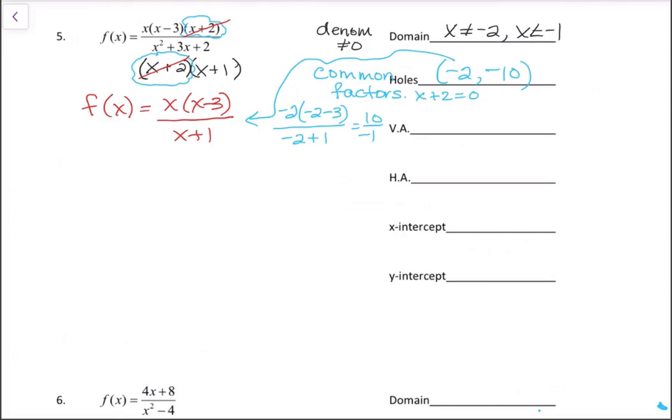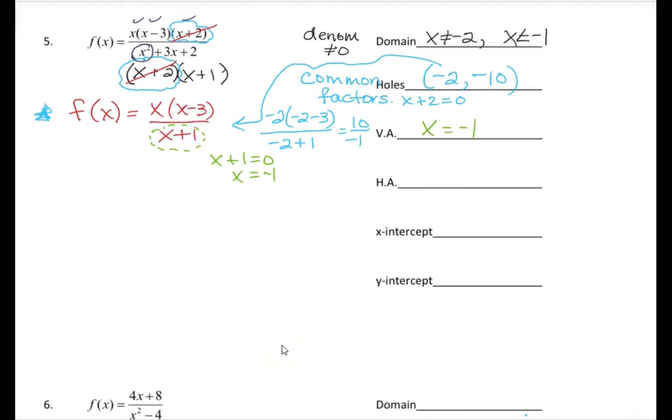And now when I go to find my vertical asymptote, the vertical asymptote is going to be when I take what's remaining in the denominator of my simplified version and set that equal to 0. So if I set x plus 1 equal to 0 and solve for x, that's where the vertical asymptote is located. All right, so now we want to move on to finding the horizontal asymptote.